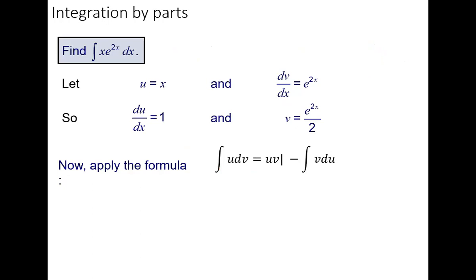So which means that our v is e raised to the power 2x over 2. And let me write this. The du is dx. Okay, good. So then per the formula, we are going to put in the various values. Let me write this too, okay, for the sake of convenience.